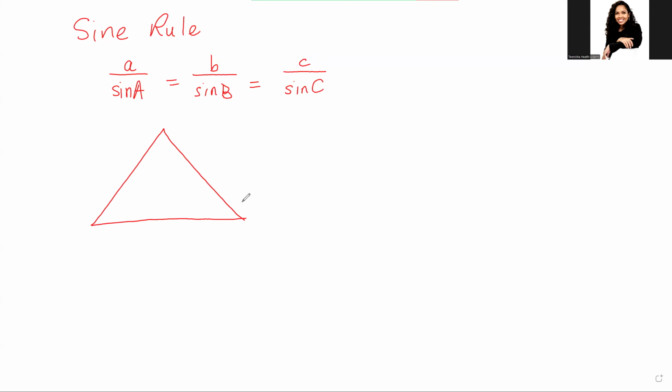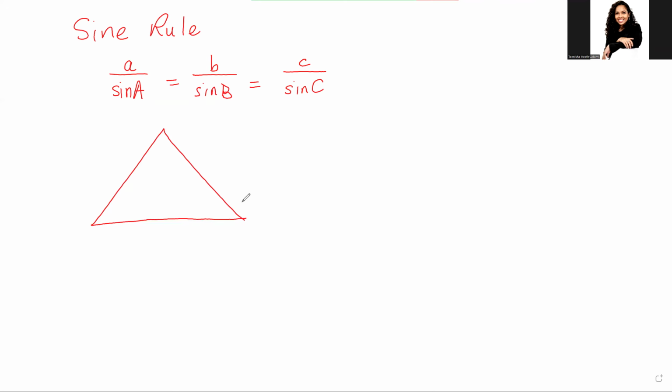Of course, if we had a right angle triangle, we would just use our regular trigonometric ratios, sine, cos, and tan, using SOHCAHTOA to remind us. And you use trigonometry in right angle triangles to find the unknown side or the unknown angle, right? In non-right angle triangles, you can use the sine rule to find missing sides and missing angles.